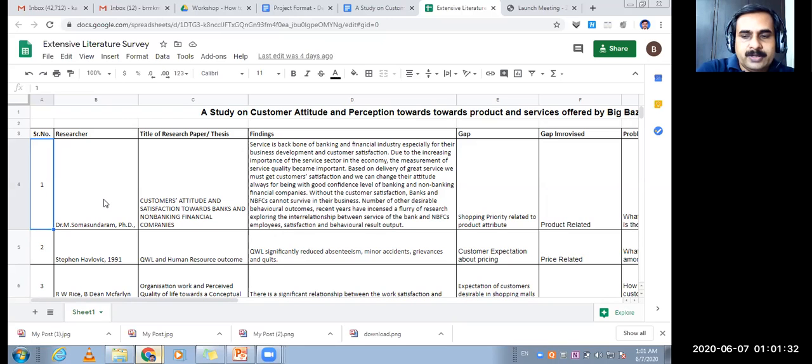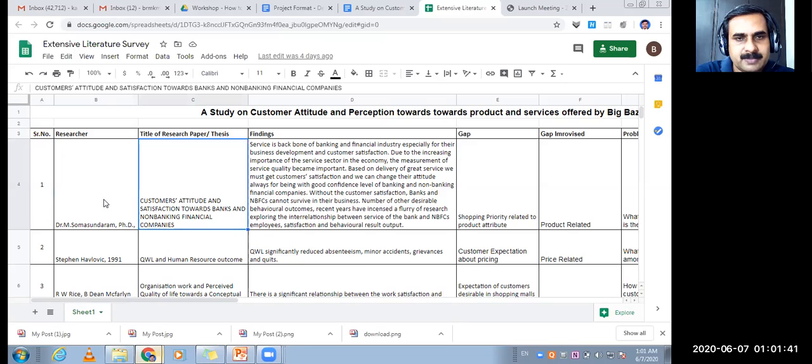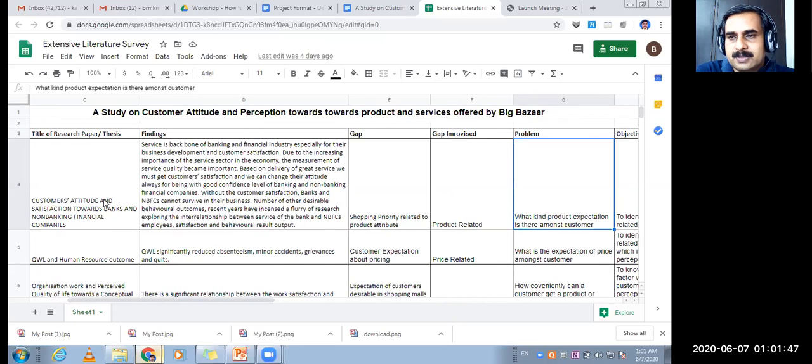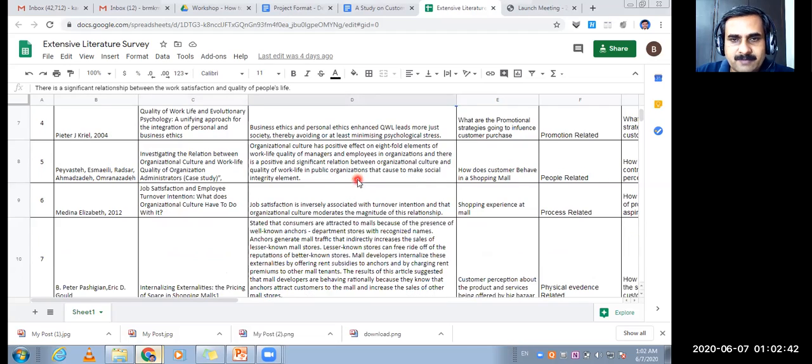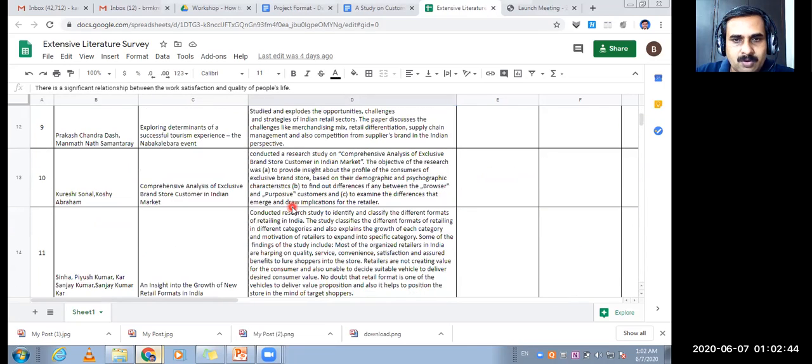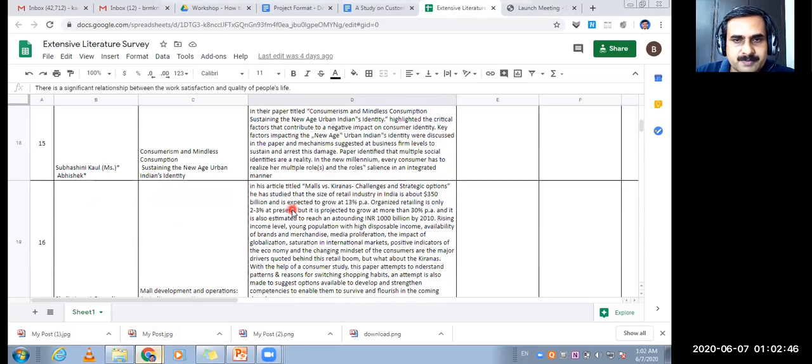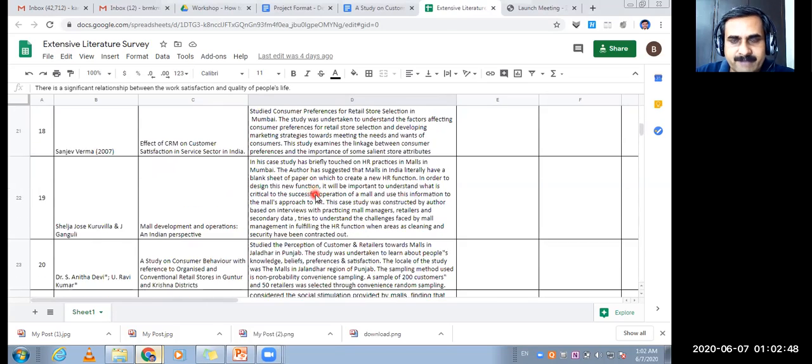If you are going to do genuine research work, you'll have to start with an extensive literature survey, and in the extensive literature survey you have to mention the first researcher's name, then the title of the research paper, then findings, then gap improvised, problem, and then the objective of the research. Name, then title of the paper, and this is the finding. Likewise, I have downloaded almost 20 research papers and mentioned these 20 findings.